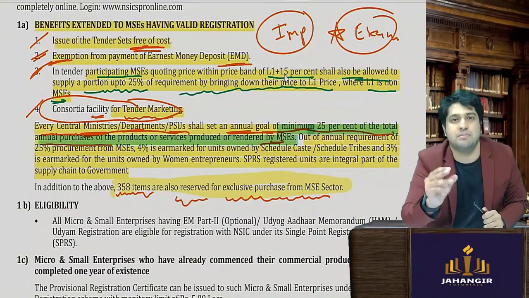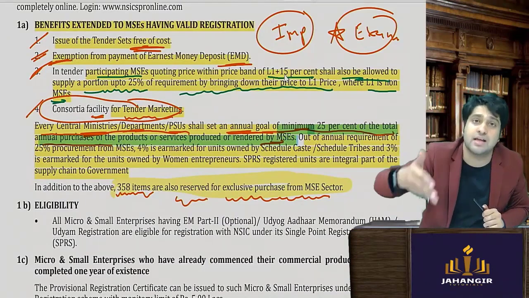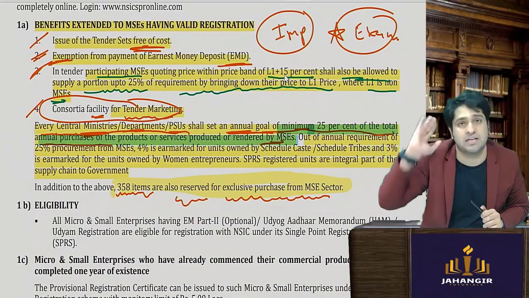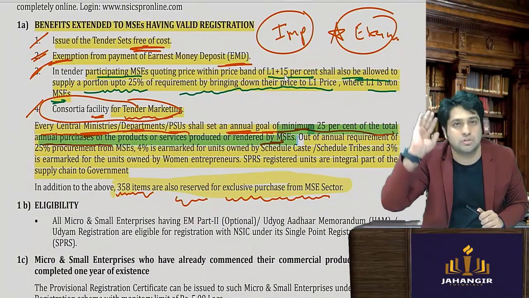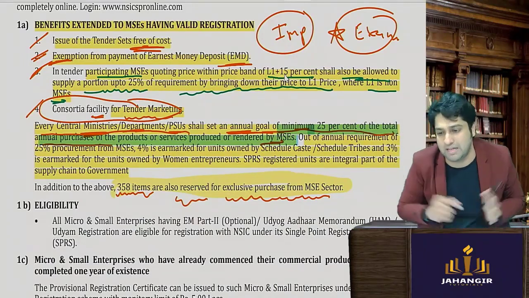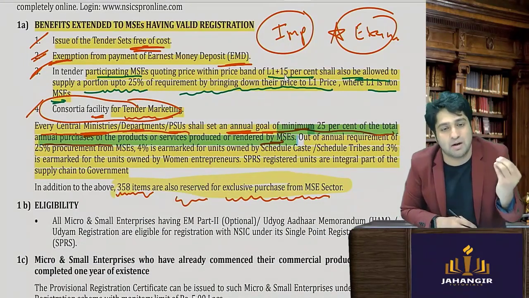There is another MSME which has bid L1 plus 20%. We will tell them, get lost. You are not applicable, you will not be eligible. I hope this part was clear.